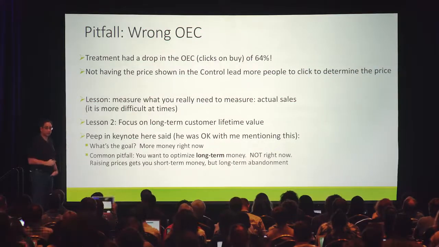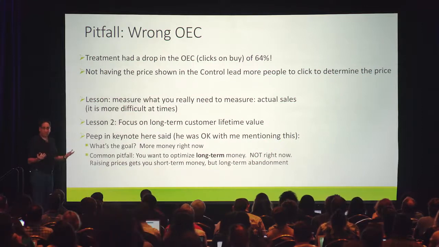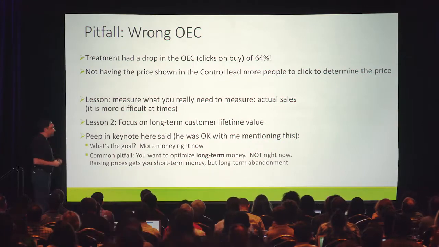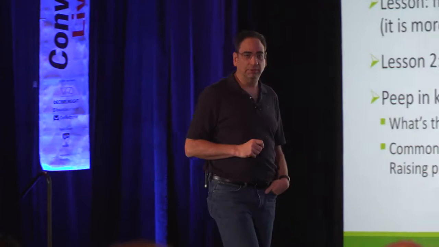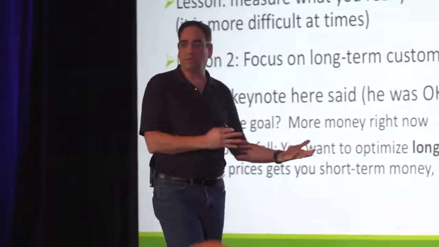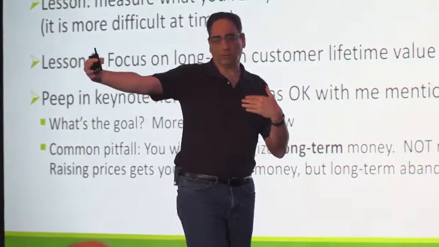You don't want the right now. You want to optimize for the long term. And a good example of why this is not a metric to optimize: you can raise your prices today, and you will make more short-term money. But you will lose customers in the long run. So there has to be some trade-off between making money today and keeping users for the long run.